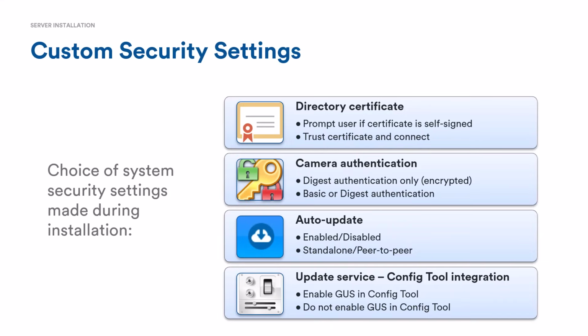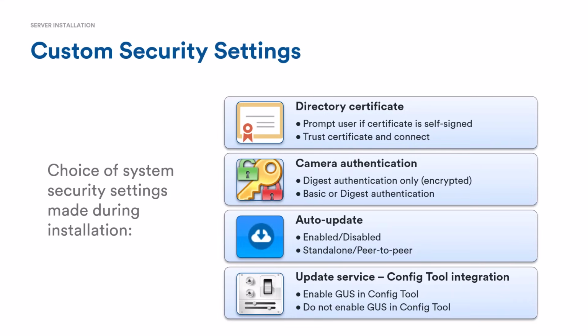Secondly, camera authentication. When an archiver server connects to a camera, it must authenticate with the camera to establish the connection. Most cameras on the market today support 2 kinds of authentication: basic authentication and digest authentication. Digest authentication uses encrypted communications, whereas basic authentication does not. This setting allows us to turn off basic authentication and force all server-to-camera authentication to be done using digest or encrypted authentication.